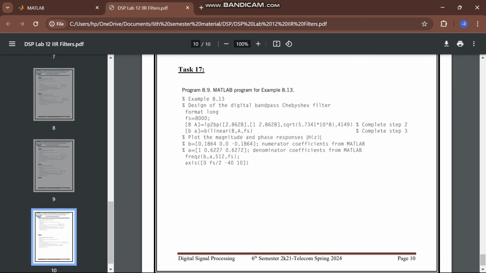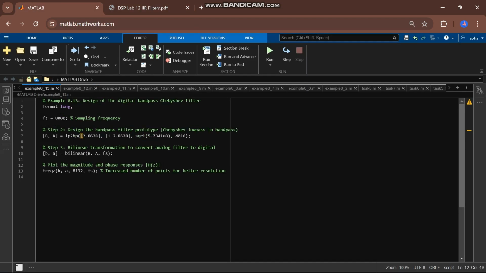In the last task, we have to perform example 8.13, and we have to design a digital bandpass Chebyshev filter. Here we have only changed the prototype for the Chebyshev, and the rest is the same.